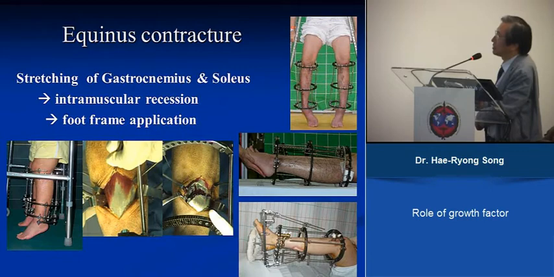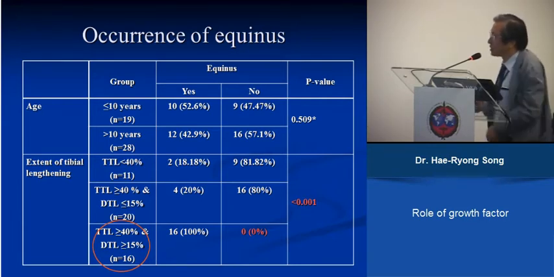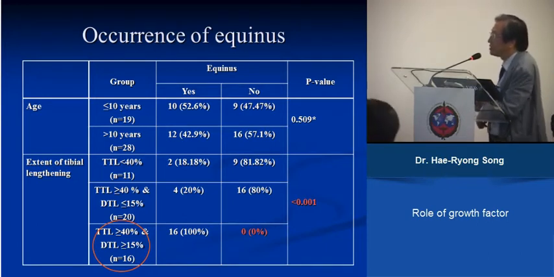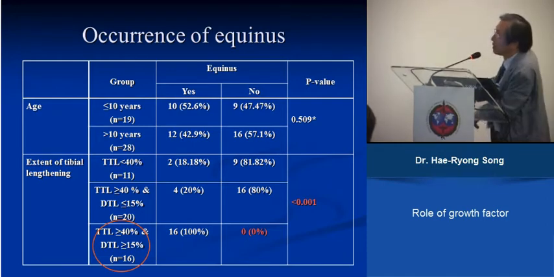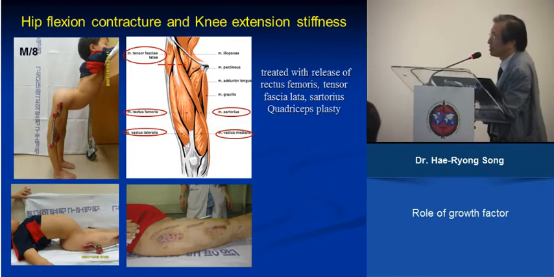Regarding contracture and equinus deformity, PT, or recession, or a foot frame can be applied. I reported that equinus occurred if the patient had total tibial lengthening of more than 40%, including distal tibial lengthening of 15%. All of those patients had equinus deformity. That means distal tibial lengthening should be minimal or just for deformity correction, because the Achilles tendinous part is very difficult to stretch. And this is a case with hip flexion contracture, knee extension stiffness, and lumbar lordosis, treated with rectus femoris release, tensor fasciae latae, and sartorius. Sometimes quadricepsplasty is necessary.